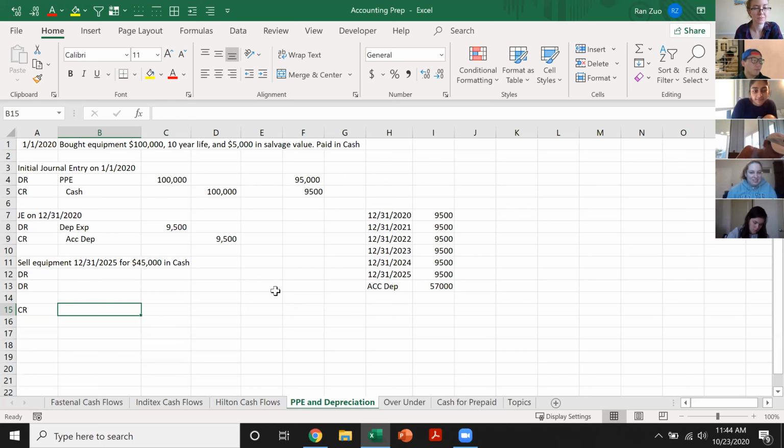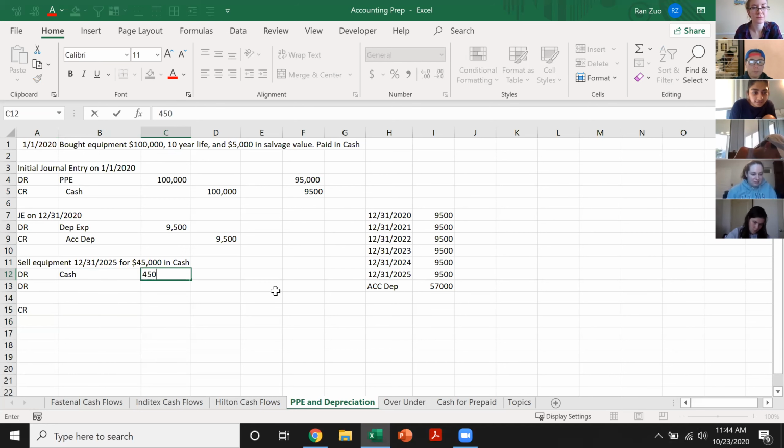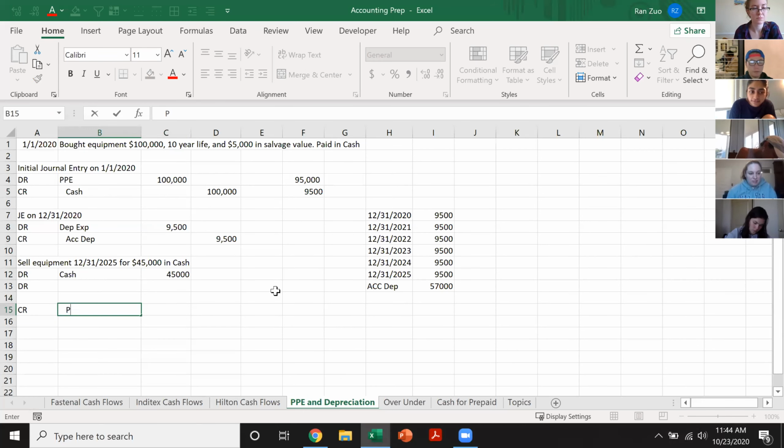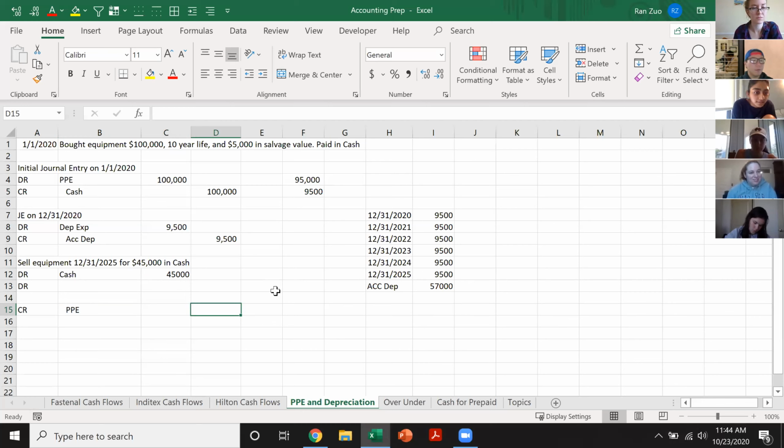So you would debit cash. Very good. 45,000. Yep. Credit PP&E for 4,500. No, it wouldn't be 4,500. It has to be higher. You're right with this. So it's a common mistake.